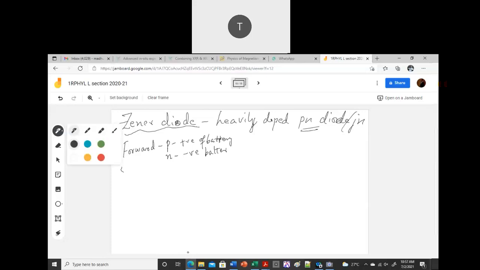So when it comes to reverse bias, what happens? It is reverse. If I take the reverse bias, then in this case your P junction is connected to the negative of the battery, and your N is connected to the positive of the battery. Okay. So this is what happens in case of your reverse bias. This is the main difference. Other than that, it will be the same.